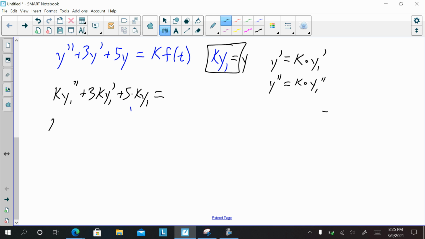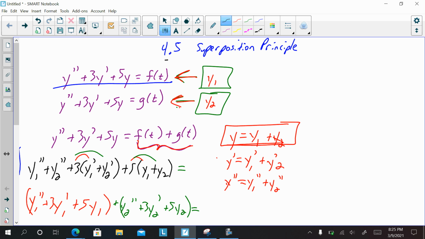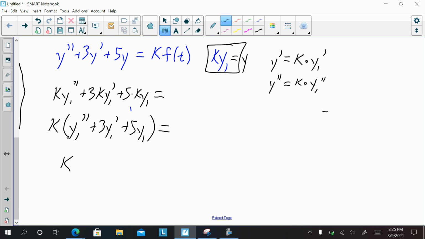Notice all three terms have a common factor of k, so we can take the k out. That leaves us y1 double prime, 3y1 prime, 5y1. Well, since y1 is a solution to this differential equation, when we plug the second derivative, the first derivative, and y1 into the left side, that equals f of t. So this is just f of t, which is what we said we would get on the right side.